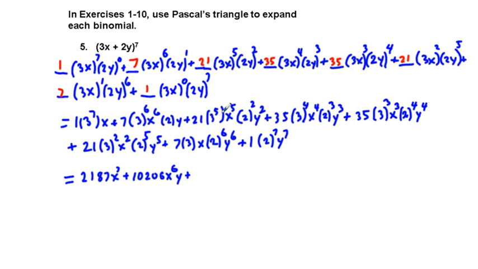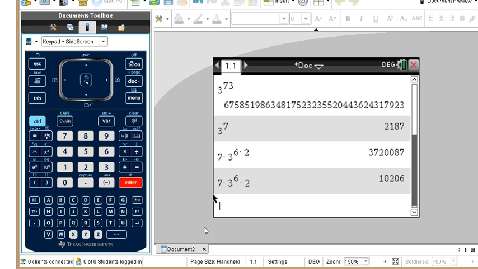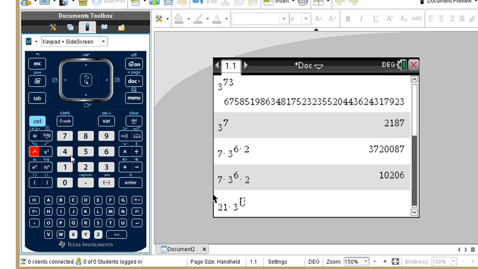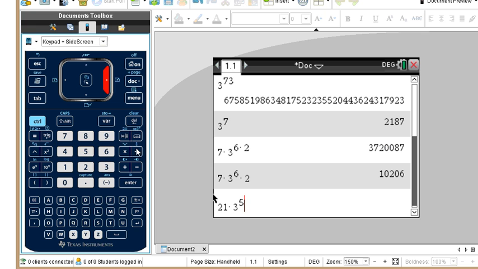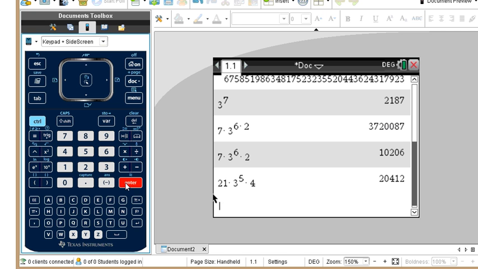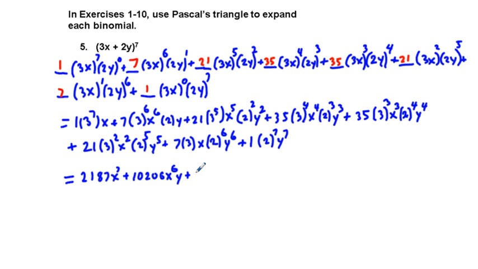Plus, next one we're going to have is this one, 21 times 3 to the 5th times 2 squared, which is 4. So 21 times 3 to the 5th times 2 times 4. 21 times 3 to the power of 5 times 4. And we get 20,412. So 20,412 x to the fifth y squared.